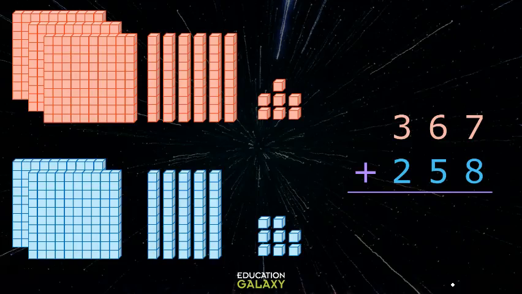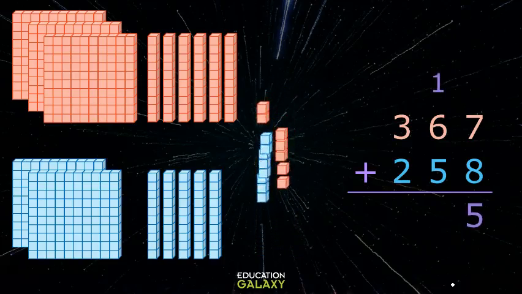So we have 367 plus 258. We start in the ones place where we have 7 ones and 8 ones, which together makes 15 ones. However, we cannot just write 15 in the ones place. It doesn't work. What we really have is a 10 and 5 ones. So we give the 10 to the neighbors and we leave the 5 ones.